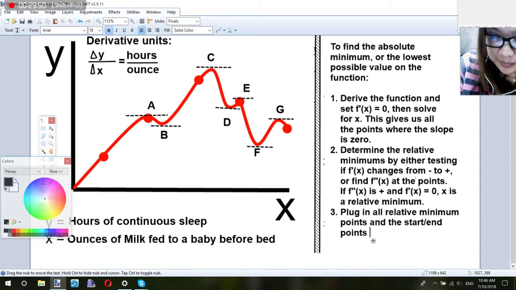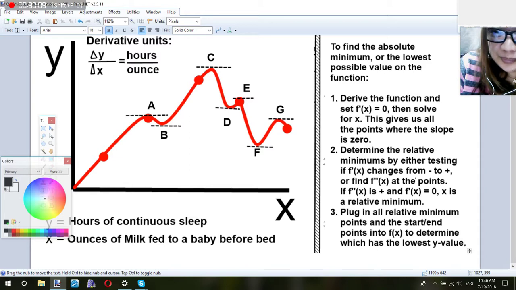Plug in all relative minimums and start and end points into f of x to determine which has the lowest y value, which is the absolute minimum.